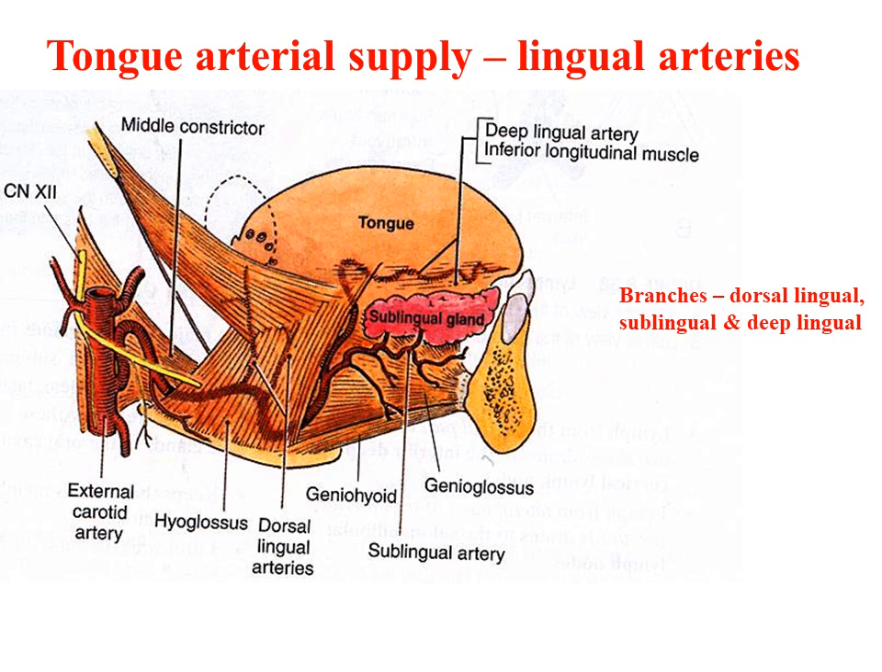There is also a small contribution from the tonsillar branch of the facial artery that supplies the root, and the base or the posterior part also has a small contribution from the ascending pharyngeal artery.